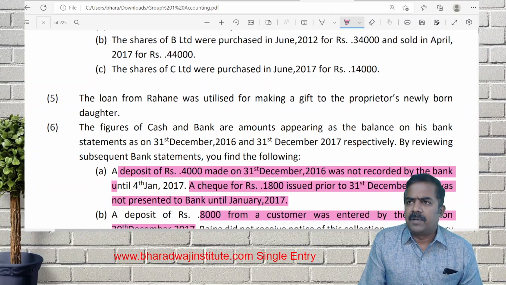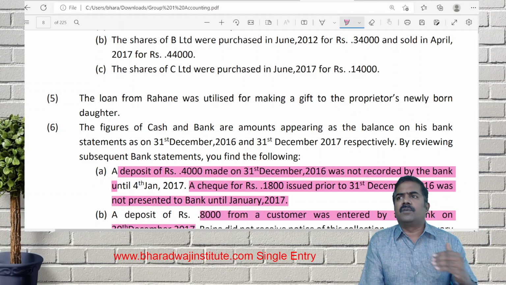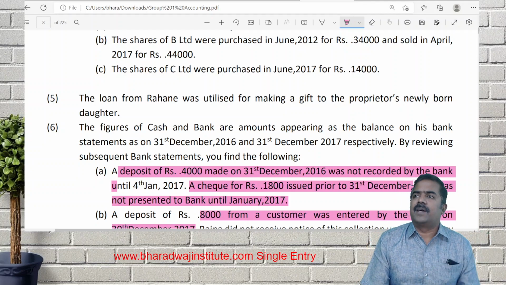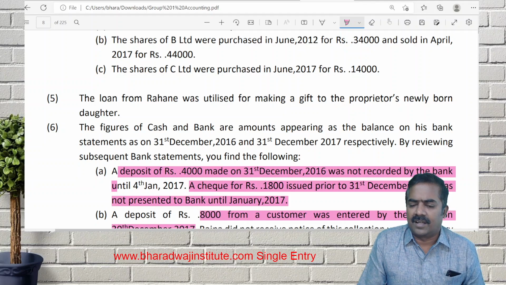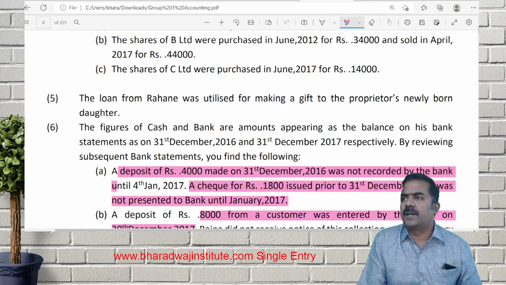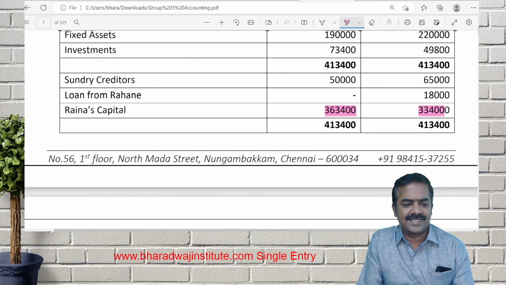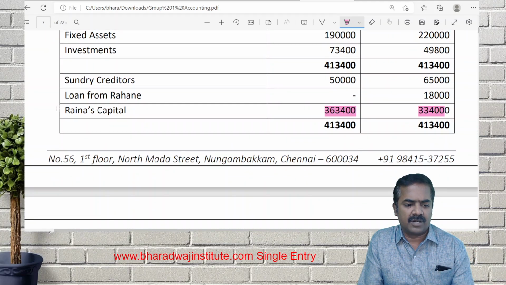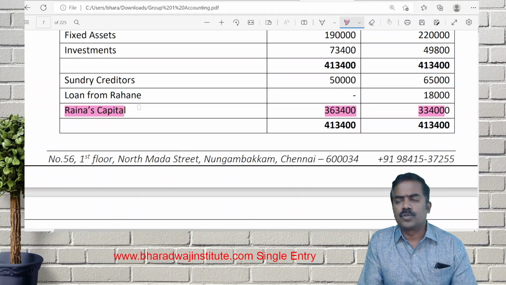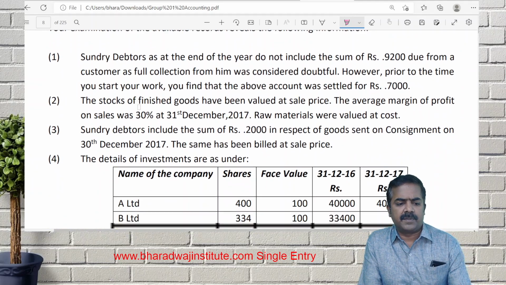Everything requires an adjustment. We have to find out the corrected balance, and based on that, we can prepare the statement of affairs. So we won't take Reyna's capital as given. What I request is, read the adjustments once again.